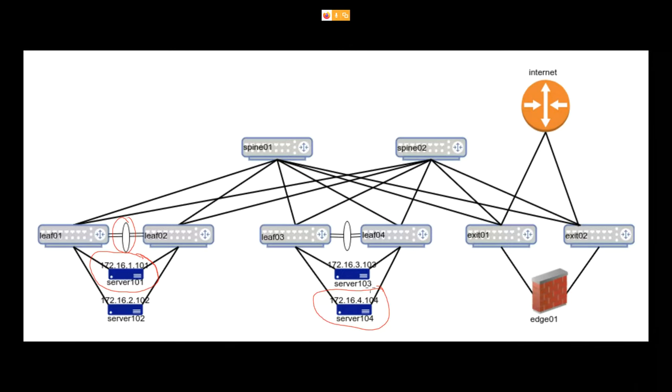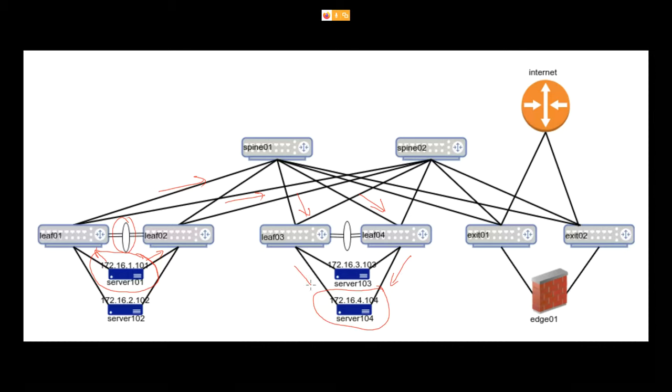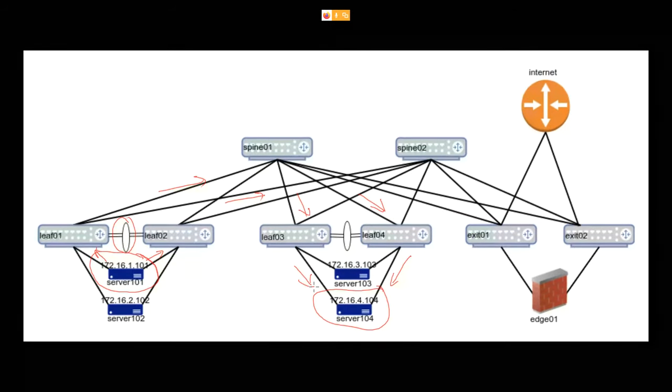Since none of the interfaces are down, the packet should use one of these links going from server 101 and hit leaf 1 or leaf 2 and then go up to one of the spines based on the packet hash using ECMP, hit one of these leaves and then come down eventually to leaf 04 and server 104. So if everything is right, this should be the packet flow and the peer link should never be used. But clearly that's not happening and you want to see what is going on.